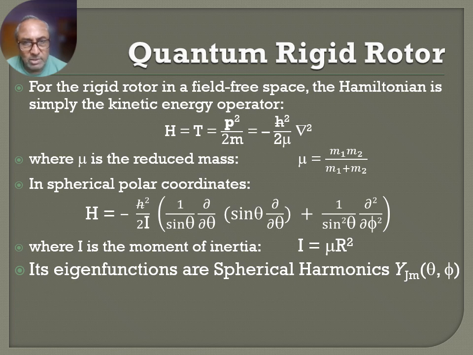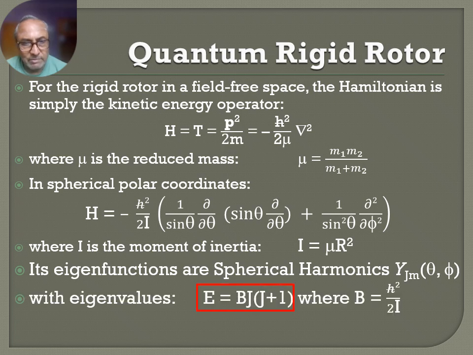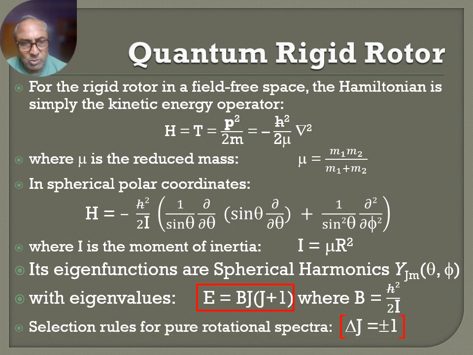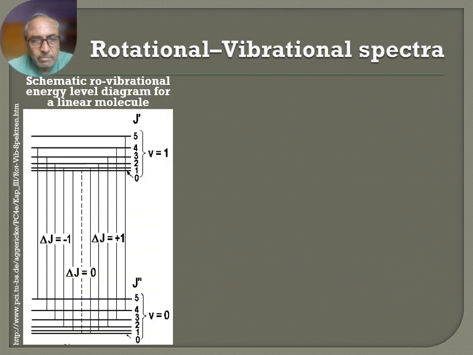The eigenfunctions of the quantum rigid rotor are spherical harmonics Y_jm of theta, phi with eigenvalues E equals B j into j plus 1, where B is equal to h cross squared by 2I. The selection rules for pure rotational spectra are thus delta j equals plus or minus 1. Rotational transitions can happen along with vibrational transitions, leading to rovibrational spectra.